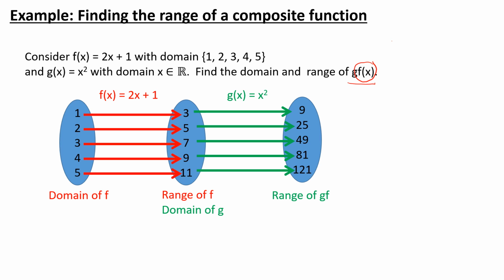Now these numbers are the range of gf of x. Remember that range is just another word for output. So these are the numbers that I've got out when I've performed function f first and then g second.